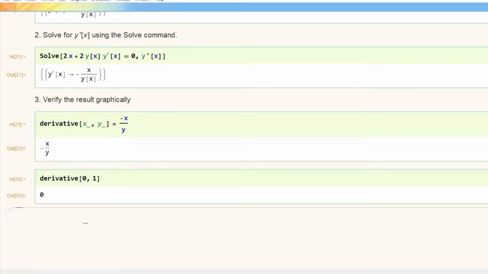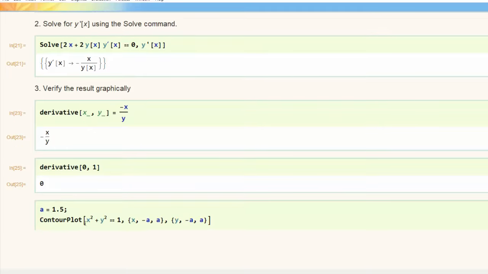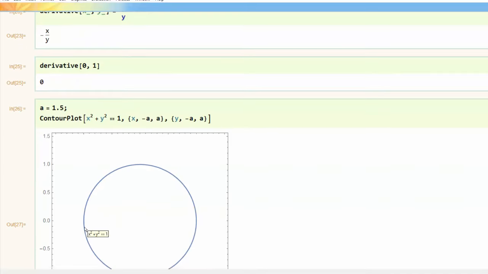Okay, now to see if that makes sense, let's plot this equation. So to do that, once again, we have to use the contour plot command, and then we'll put in our equation, x squared plus y squared double equal sign 1, and we'll plot this over a range of values. I'm going to type in x and y both go from negative a to a, and then I will just let a equal 1.5. That's a value that seems to make sense since my curve, my equation, is a circle of radius 1. So I'll run that and I'll generate my curve here.